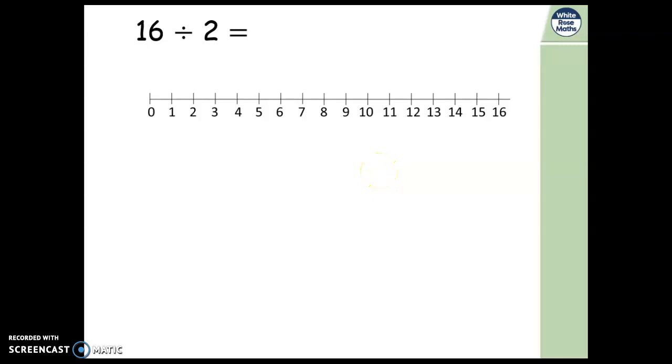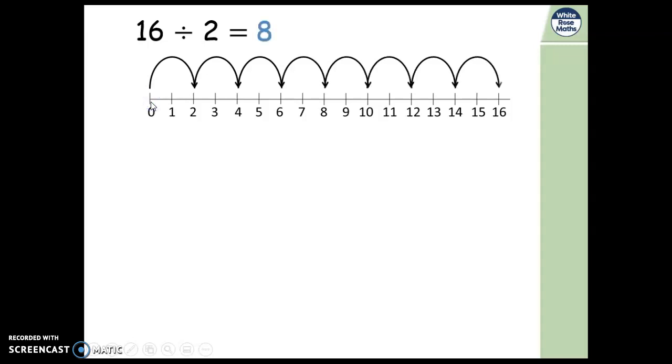So let's have a look at some more questions here. So we have 16 divided by 2. We can also look at this as we need to get 16. If we count into groups of 2, how many jumps will we need to get to 16? So we could do 1 jump of 2, 2, 3, 4, 5, 6, 7, 8.